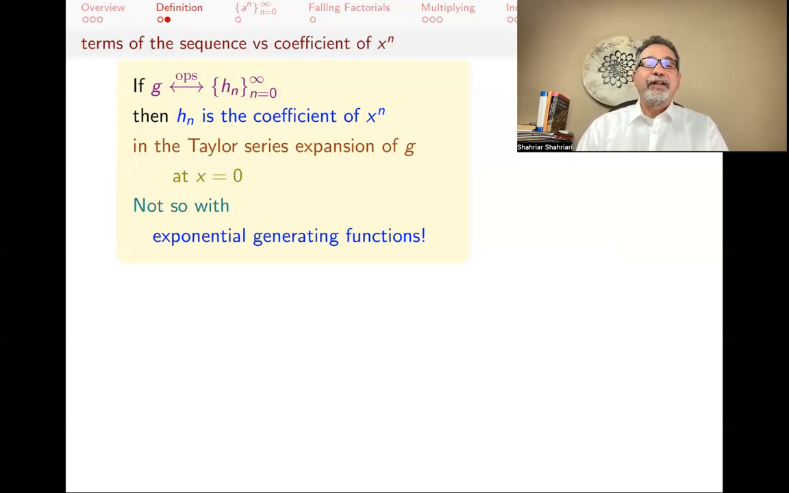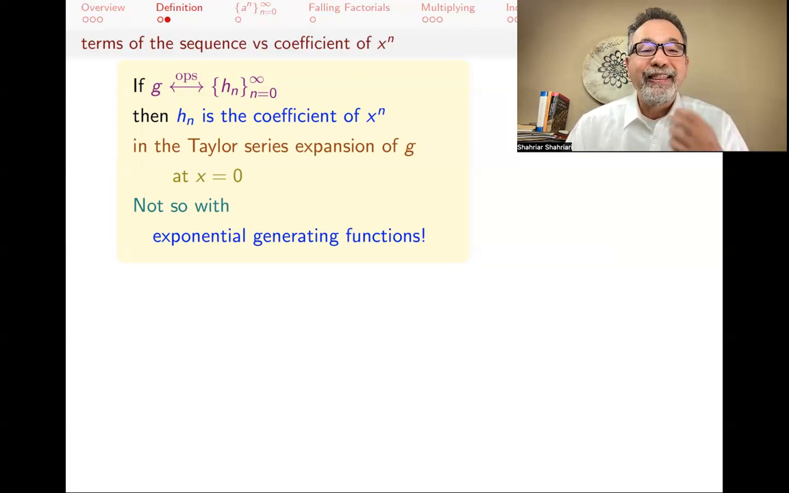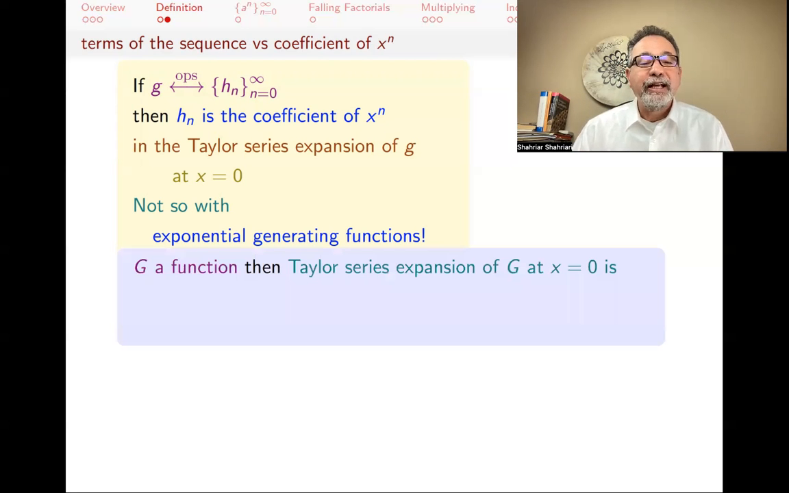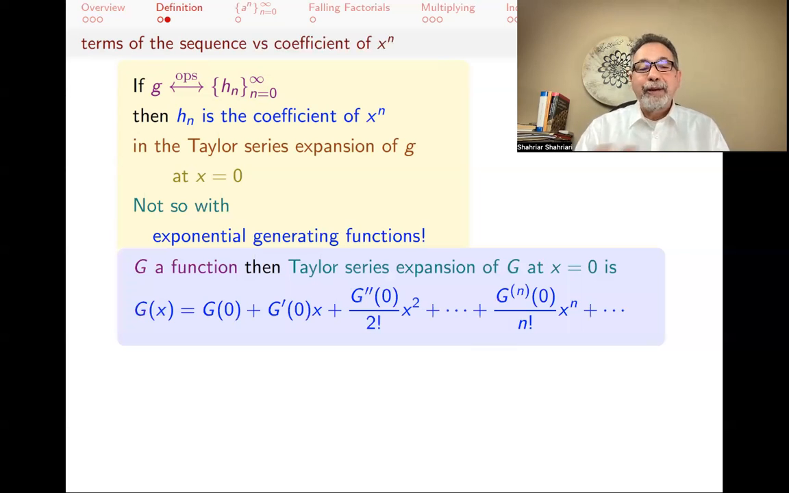For exponential generating function, your original sequence is not the coefficient of x^n, because you divided it by n factorial, and that became the coefficient of x^n. So G, a function, then the Taylor series. So if you have just a general function, then its Taylor series expansion is like this.